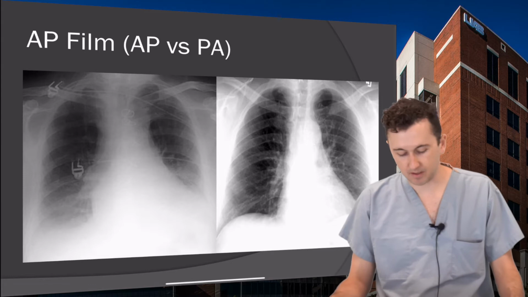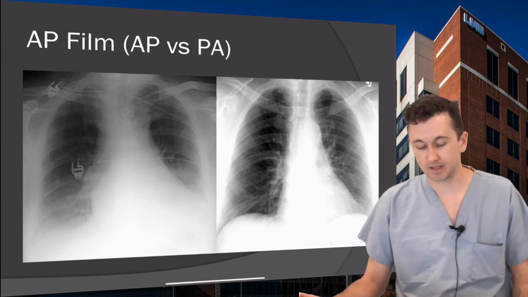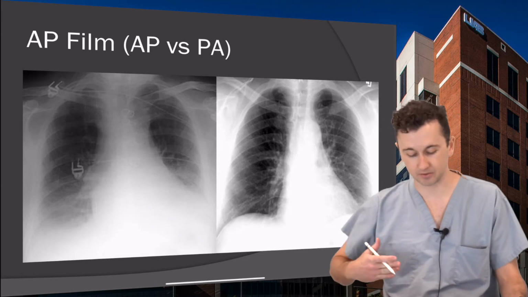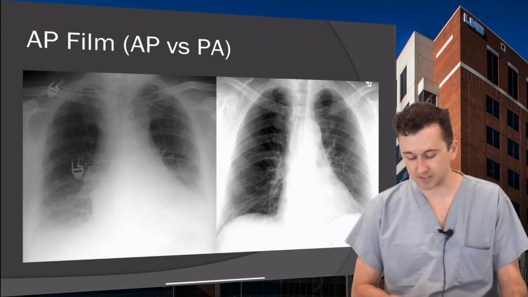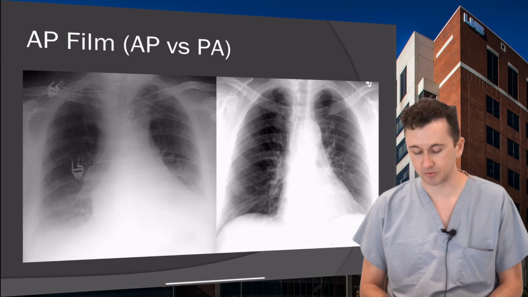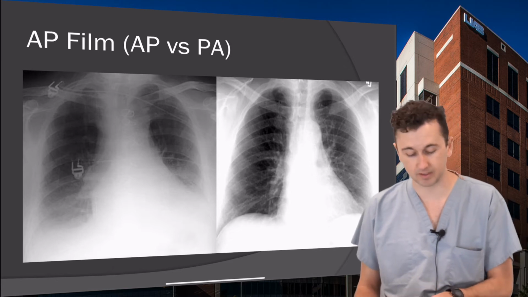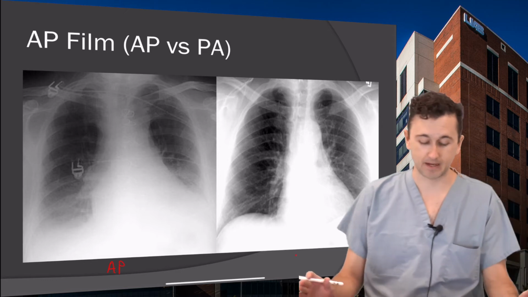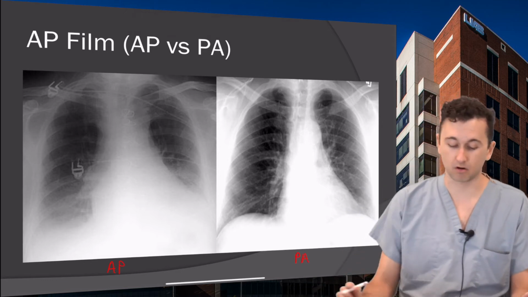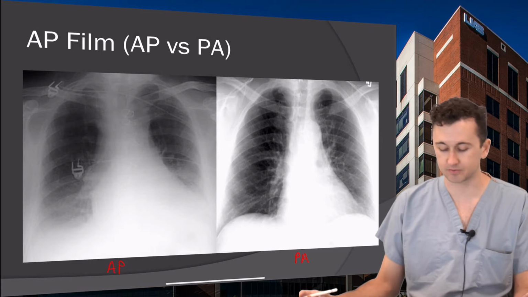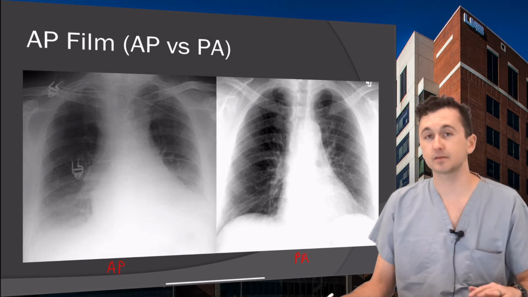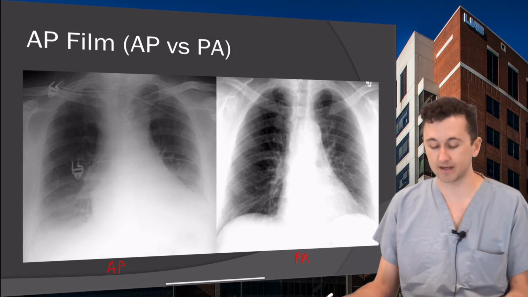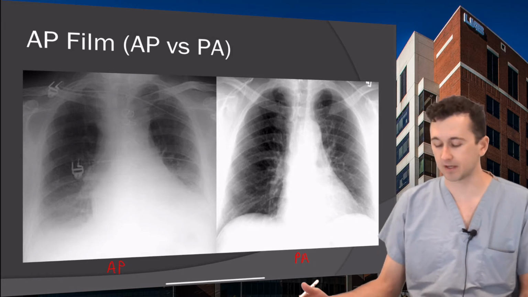So now let's compare an AP film to a PA film. They're opposite. AP stands for anterior to posterior. Now this is not the same patient, so it's not a perfect representation, but it gives you a general idea of the differences in quality between an AP film and a PA film. Most of your x-rays done in the hospital are actually AP films, and there are a few reasons for that. One, these can be done portably, they can be done quickly, and they can be done with patients lying down.